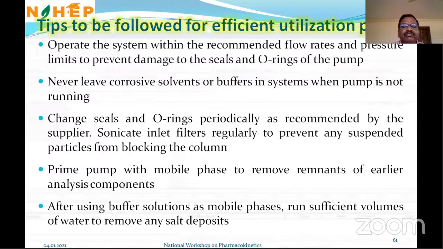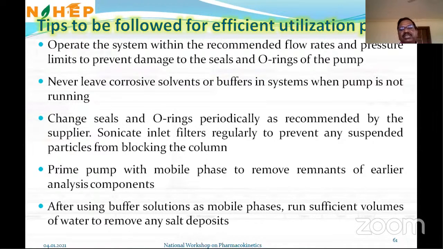So never leave a corrosive solvent or buffer in the system when the pump is not running. So we have to wash with water. Change seals or O-rings periodically as recommended by the supplier, and sonicate inlet filters regularly to prevent any suspended particles from blocking the column.